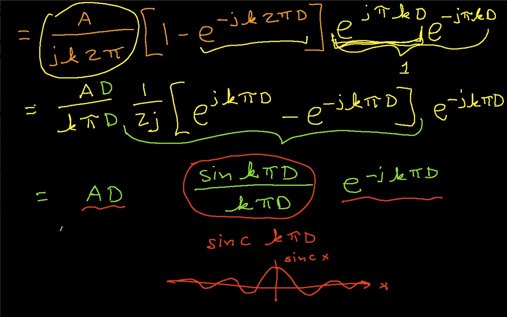Okay, so the end result that we have is AD sinc k pi d, and this is times e to the minus j k pi d. Okay, so again, this gives us our amplitude of our sinc function. This is the sinc function, which gives us the actual magnitude of the Fourier series coefficient, and this is a phase shift on those Fourier series coefficients.